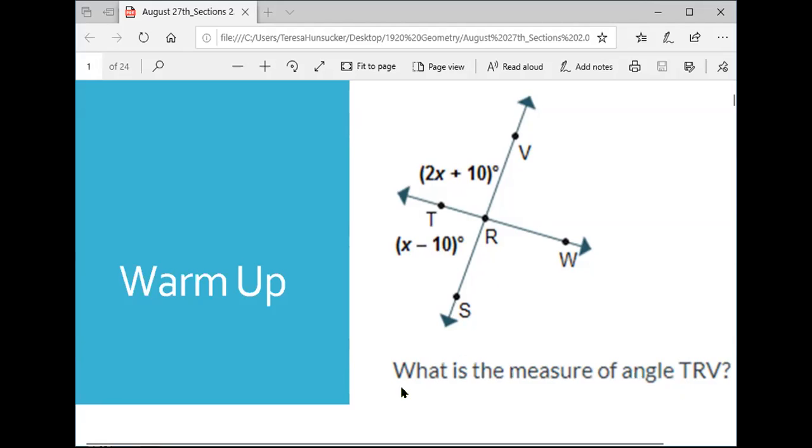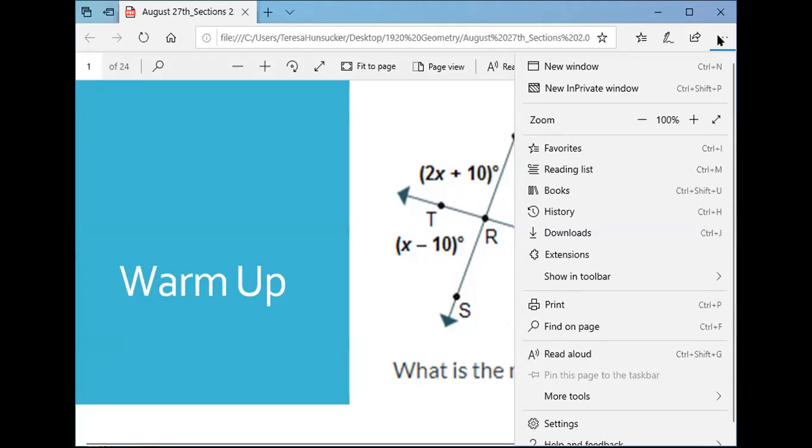For warm-up, we are being asked, what is the measure of angle TRV? Can you all see this PowerPoint or this PDF? Holler at me. Okay. So I'm going to ask that you, on your phones, go ahead and hit the timer and help me in timing. We're going to do 2 minutes on this warm-up, okay? We won't have a whole lot of time. So 2 minutes, go ahead and get started. And then you're going to put your answers in the chat.